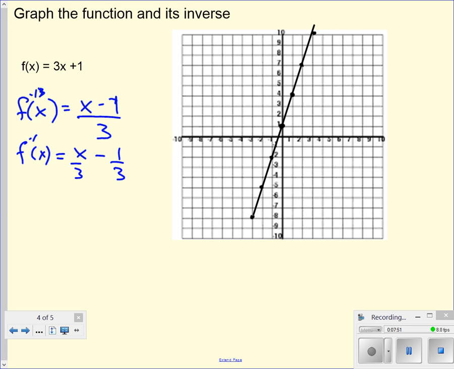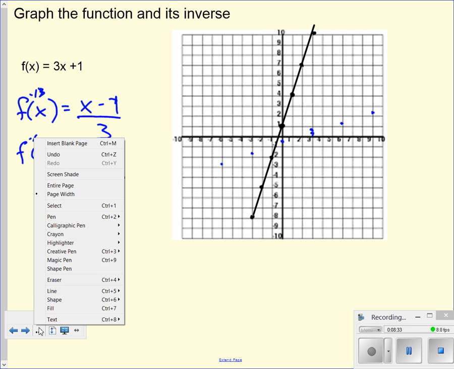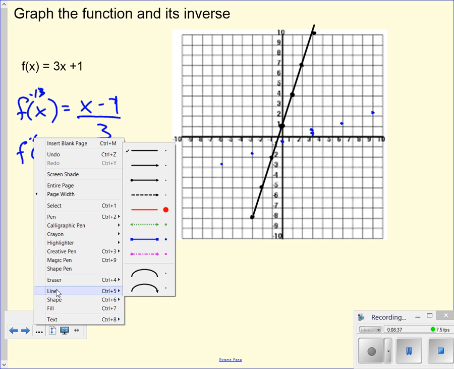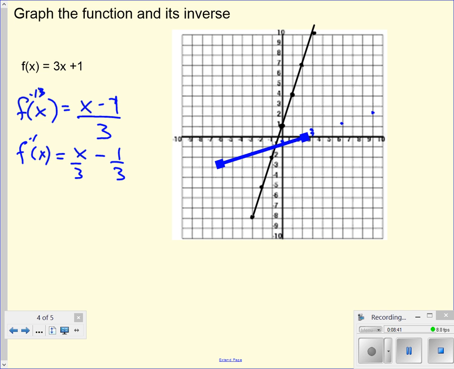Now for the other one, which I'm going to do in blue, I have 1 over 3x minus 1 over 3, so negative 1 over 3 is probably going to be somewhere here. And then I'm going to go over 1, 2, 3, and then up 1. So it's going to be right around here. Over 3, up 1, over 3, up 1, kind of reverse here, sort of like that. Do it again. There, getting all those points. Again, I'm going to use my line. Oh, this one just happens to be blue, so I'll use this one. So it's kind of like that.